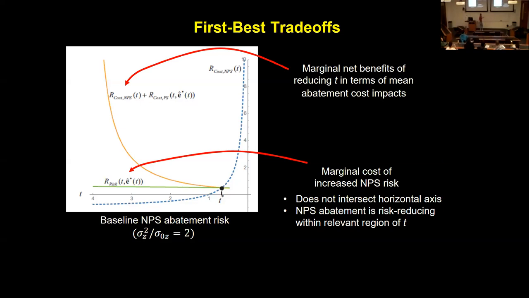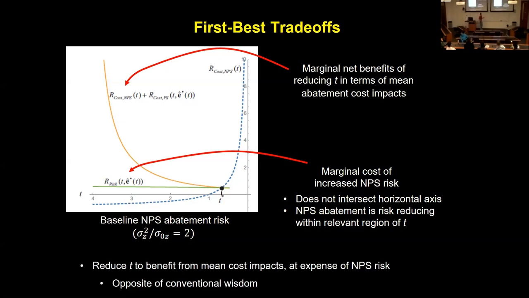And that's simply because the response functions don't allow non-point abatement to get large enough to have that risk increasing response. So this is when this ratio here, I've inverted it, the ratio of abatement variability to the covariance term, is 2. We're having quite a bit of abatement variability, but still only at 2 is maybe not extreme yet. I'm going to show you a case in a minute where it's a lot larger. But again, the idea here is that as we reduce t, we benefit from these marginal cost impacts at the expense of increased non-point risk. And again, this is the opposite of the conventional wisdom out there.